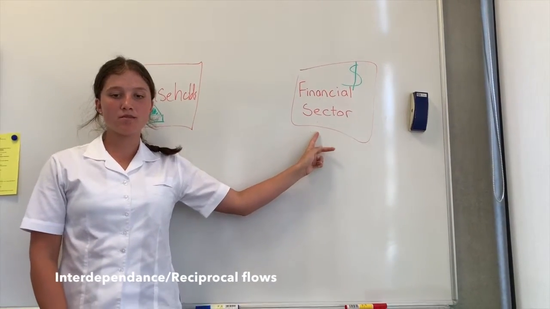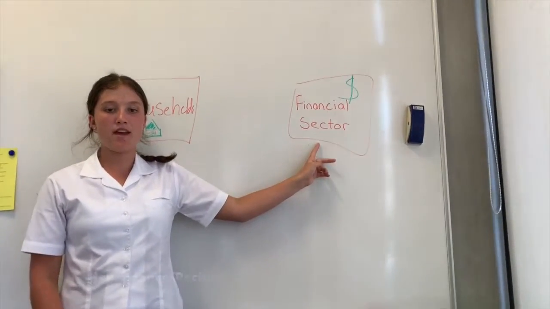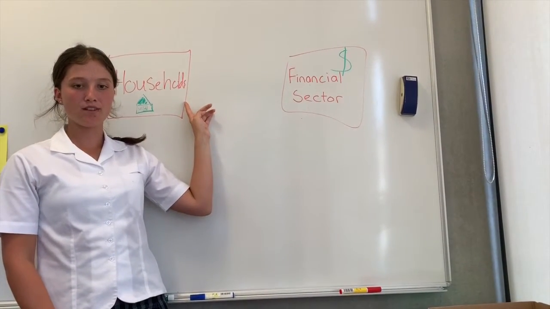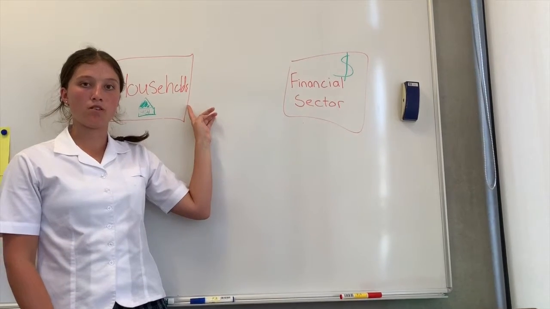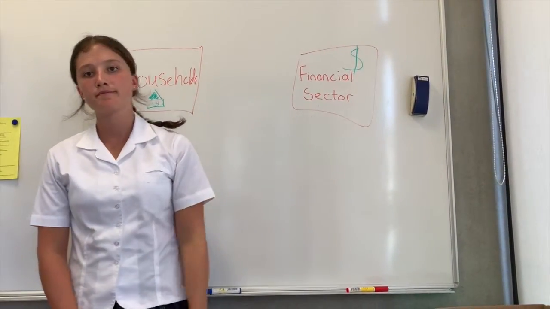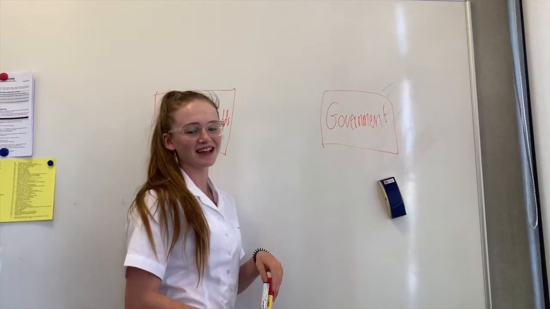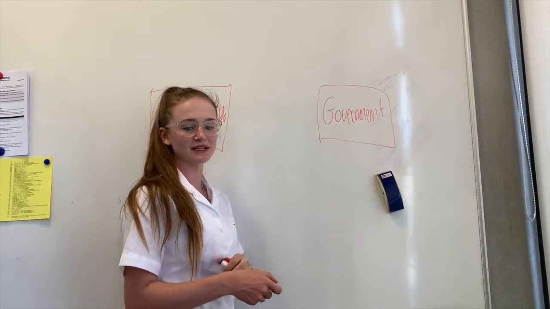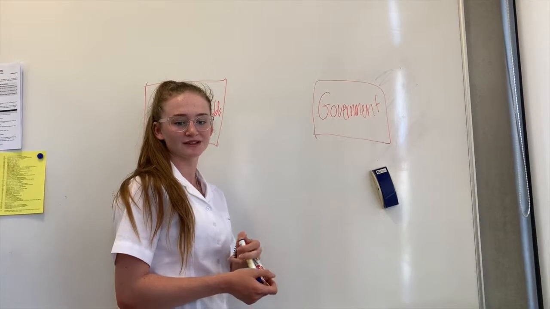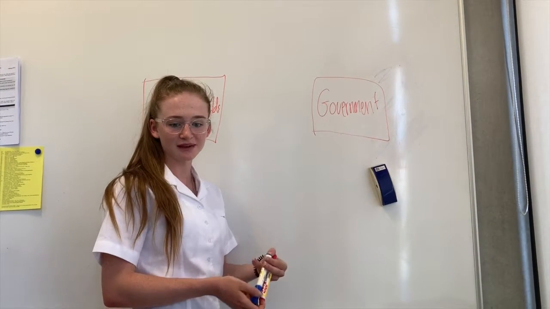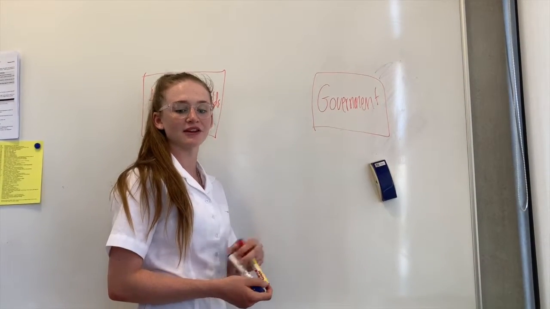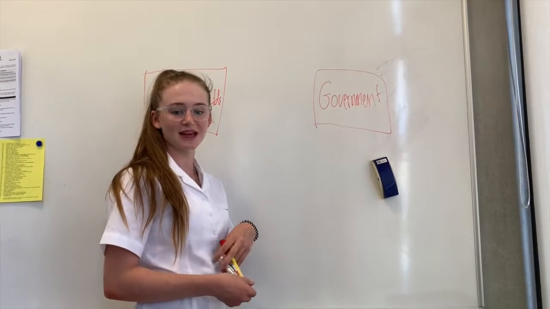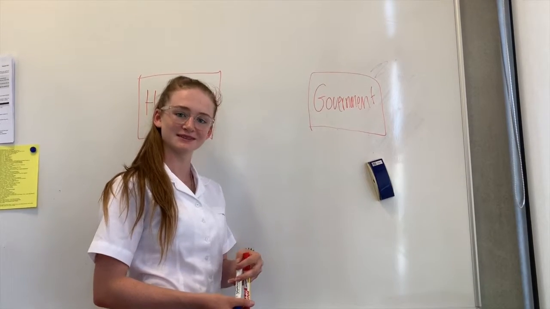The financial sector relies on households for savings, so they have funds to lend out. The household sector relies on the financial sector to provide them with loans for spending. The government relies on households to pay them income tax, so the government has money to spend on public goods and services, e.g. healthcare. Households rely on the government to provide them with public goods and services and benefits if they are needed.